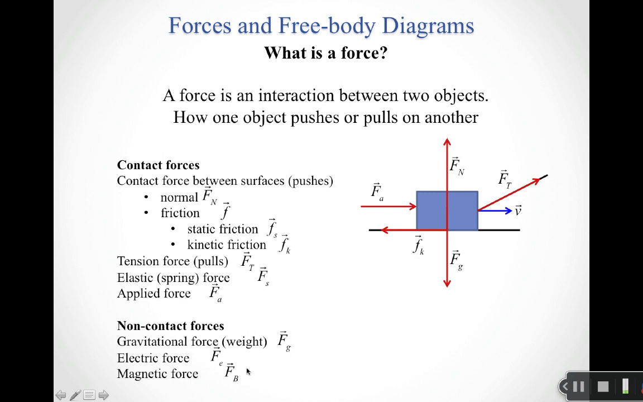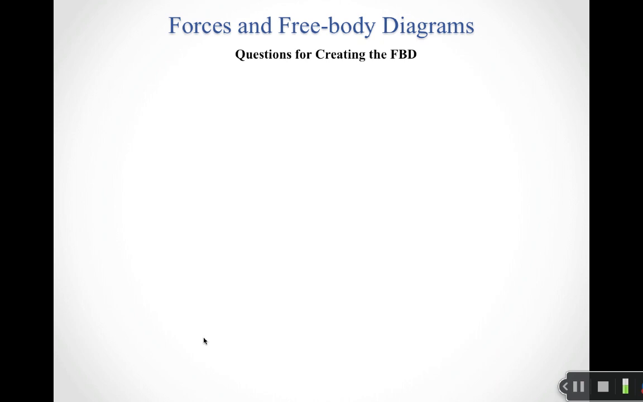The other two non-contact forces we didn't deal with in 221. These are what we're going to deal with in 222. So I can have an electric force if I have an object in the presence of an electric field, and I can have a magnetic force if I have an object in the presence of a magnetic field. So our non-contact forces, gravitational field, electric field, magnetic field, these are all related to what goes on with fields, and we'll talk about this much more as we go through the semester.